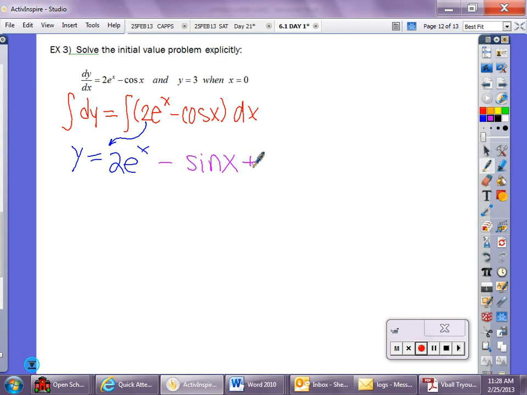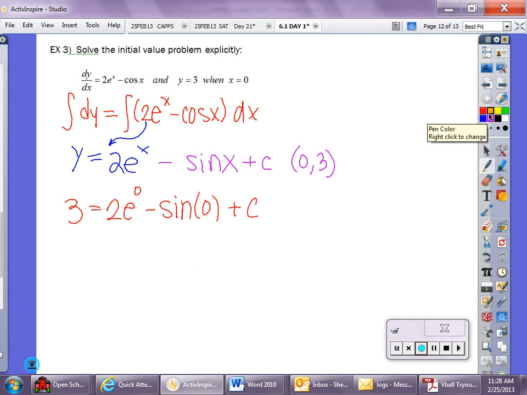My plus c. I'm going to substitute in 0, 3. I tried to write it all different ways because they keep giving it all different ways. Alright, so we get 3 on this side. I get 2e to the 0 minus sine of 0 plus c. So, now that I have that much, Timon, what's e to the 0? Anything to the 0 power is 1. Alright, so I can cross that out because 2 times 1 is just 2. Annie, sine of 0 is 0 because that would be the right side of the unit circle. Y value is 0, so I don't need to subtract 0, so I'll take that out.